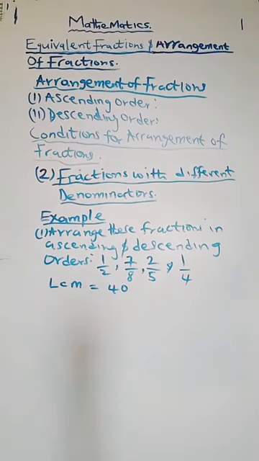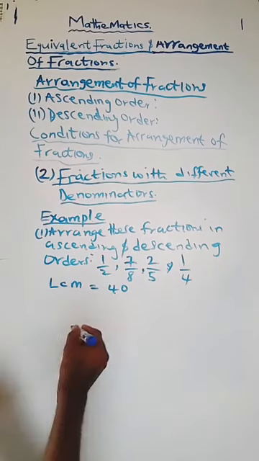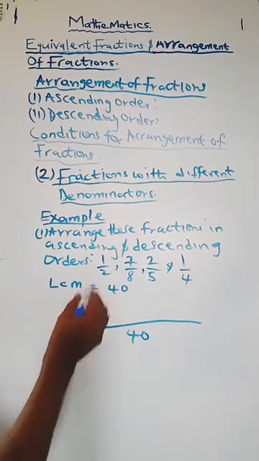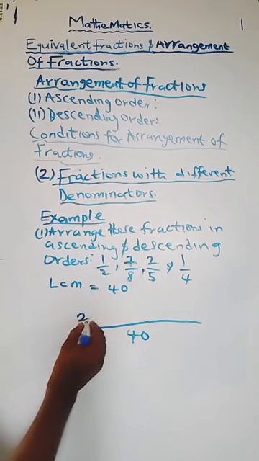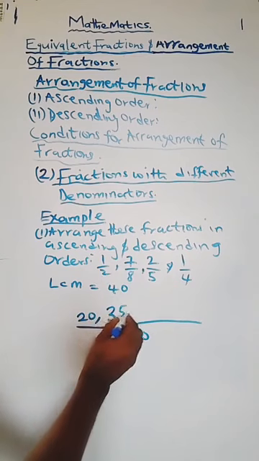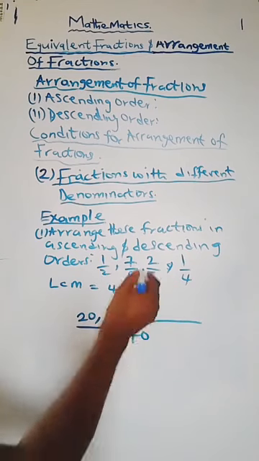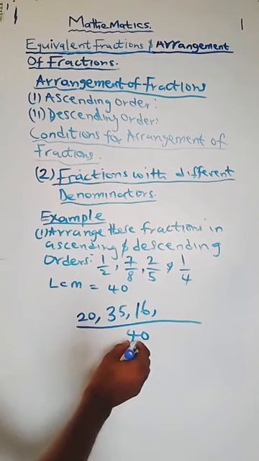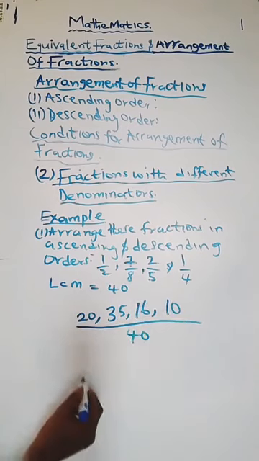So you draw a line as usual. Place your 40 here. 2 in 40, 20. 20 times 1, 20. You put comma. 8 in 40, 5, 7 times 5, 35. You put comma. 5 in 40, 8, 8 times 2, 16. You put comma. 4 in 40, 10. 10 times 1, 10. You put comma. So this is the way you have it now.